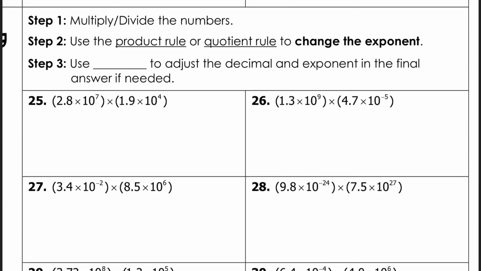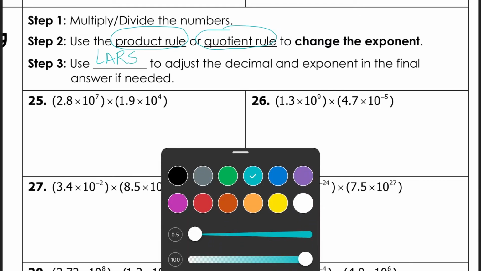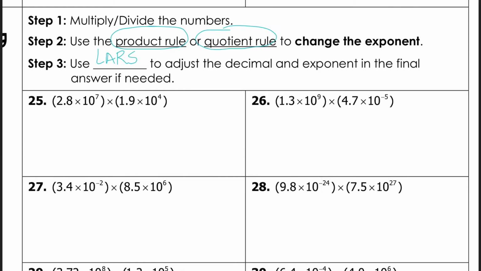Multiplying and dividing, I think, is actually a lot easier because it uses two rules that you already know, which are the product rule and the quotient rule. Remember that if you multiply two exponents, you add them, and if you divide exponents, you subtract them. We're going to use that rule. And then at the end of the problem, if you have to, you're going to use LARS, which is left add, right subtract, in order to put your answer in correct scientific notation.